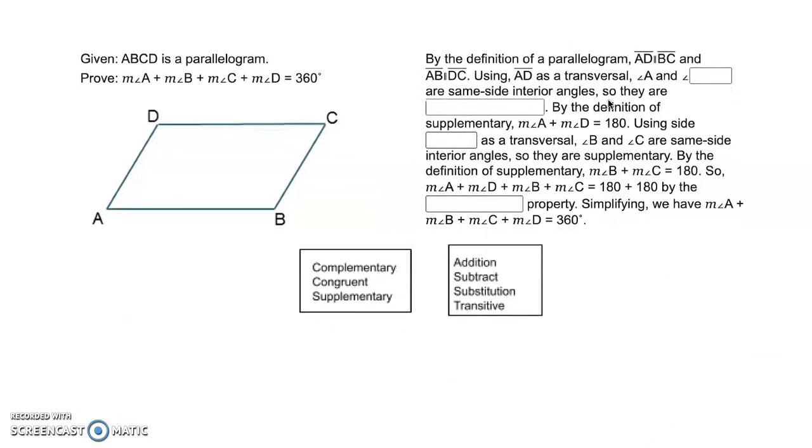Here's a proof that's in your instruction. I just want to walk through this to make sure we understand everything that we're talking about here. Basically, we've got a parallelogram here, and we want to prove that the sum of the four angles is equal to 360 degrees.